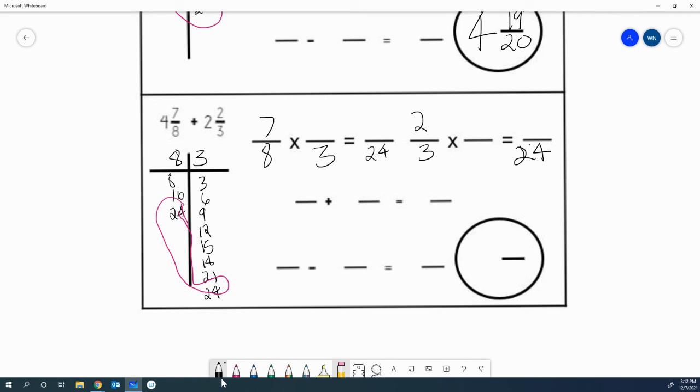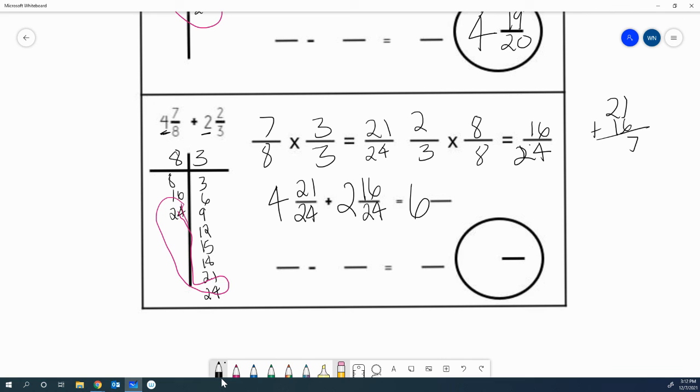I know that 8 times 3 is 24. So I'm going to multiply the 7 times 3 as well and get 21. I know that 3 times 8 is 24, so multiply the 2 times 8 as well and get 16. Let's go back and remember that we had whole numbers. We have 4 and 21/24 plus 2 and 16/24. That's a lot of numbers. I know that 2 plus 4 is 6. Let's go over here and say 21 plus 16, 37/24. All right, we can't leave it like that. So we've got 6 and 37/24.